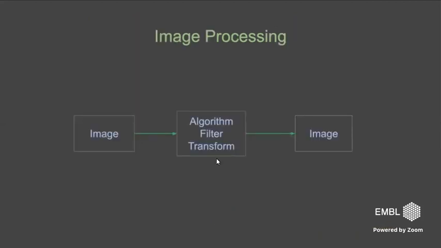Okay, then image processing. That's a term that's typically used. It's like image in, image out. And in the middle, you do something, and this can be called an algorithm or a filter or an image transform.